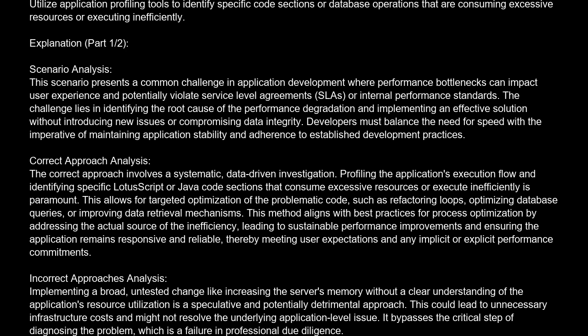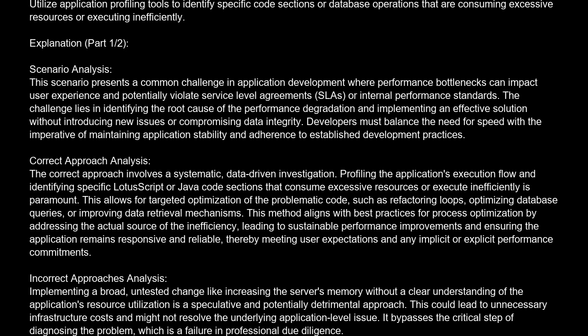This allows for targeted optimization of the problematic code, such as refactoring loops, optimizing database queries, or improving data retrieval mechanisms. This method aligns with best practices for process optimization by addressing the actual source of the inefficiency, leading to sustainable performance improvements and ensuring the application remains responsive and reliable, thereby meeting user expectations and any implicit or explicit performance commitments. Incorrect approaches analysis.